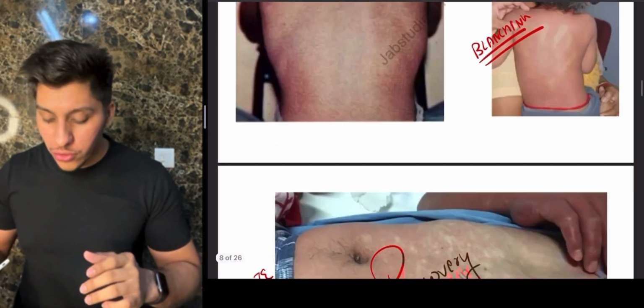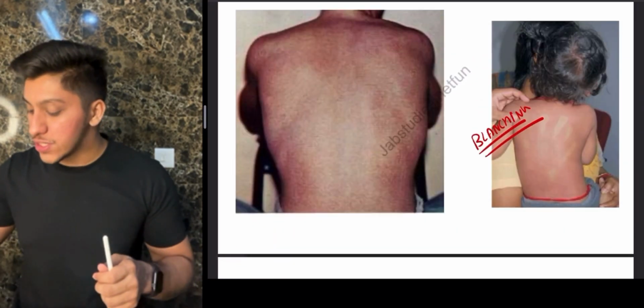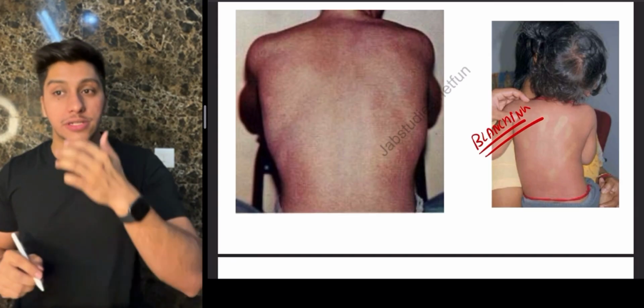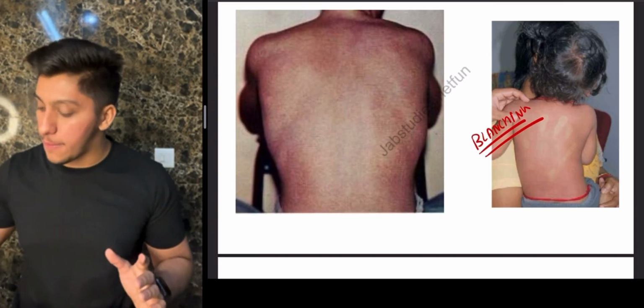Make sure you know the differentiation among all of this. One is your maculopapular rash. Then what type of rash is this? It is going to be a blanching rash.